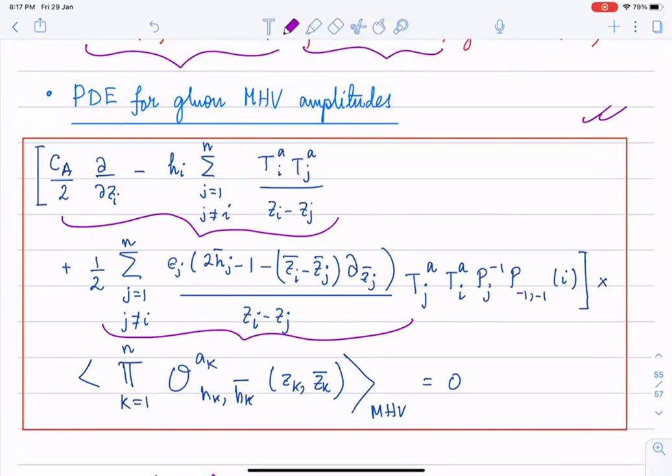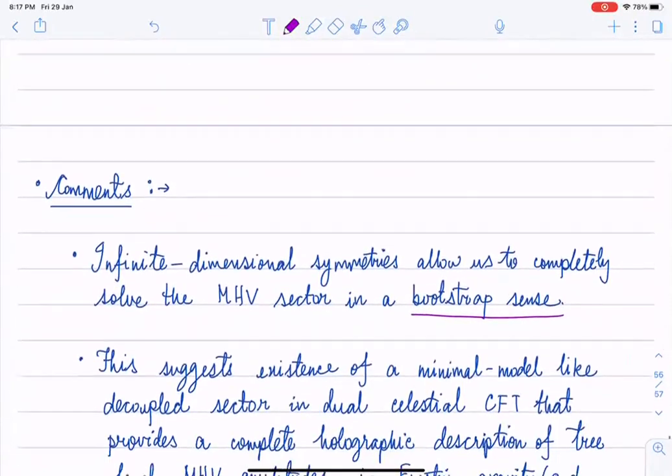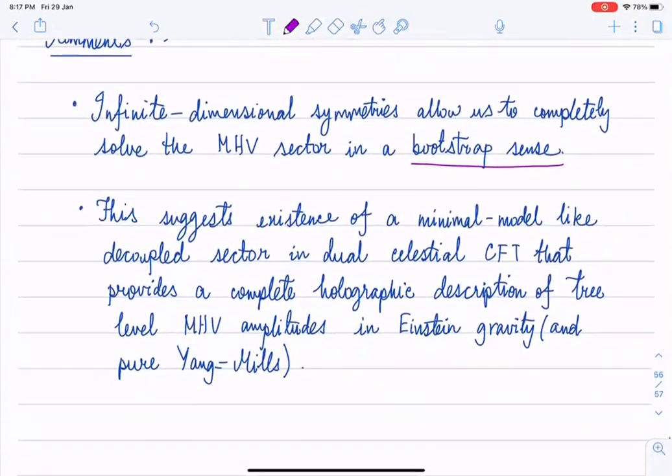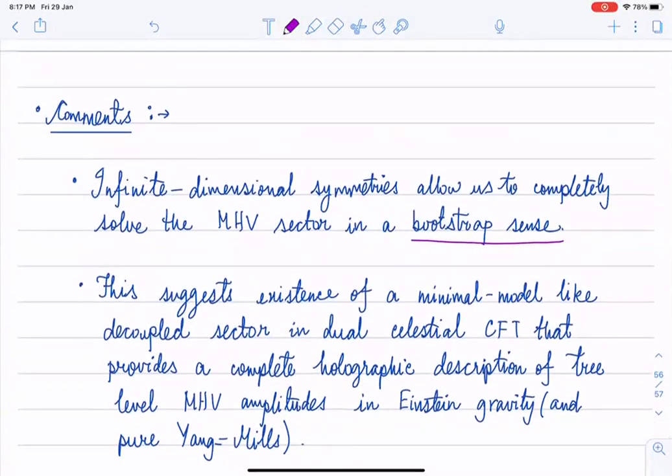Okay, great. So that's what I wanted to say about gluons. Let me just close by making a few comments. It turns out that these infinite dimensional symmetries allow you to completely solve for the scattering amplitude in the MHV sector, at least in the simple case, in a bootstrap sense.